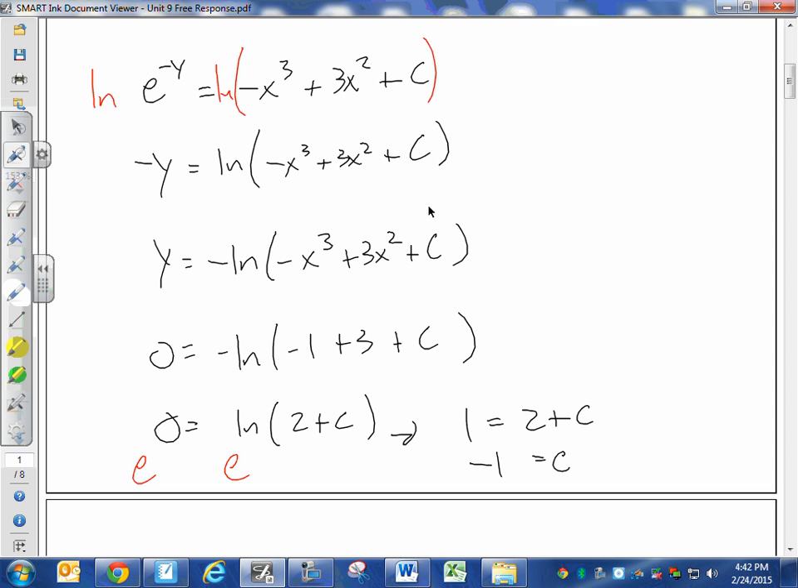Giving you your particular solution, which was asked of you, of y equals negative log of negative x cubed plus 3x squared minus 1.